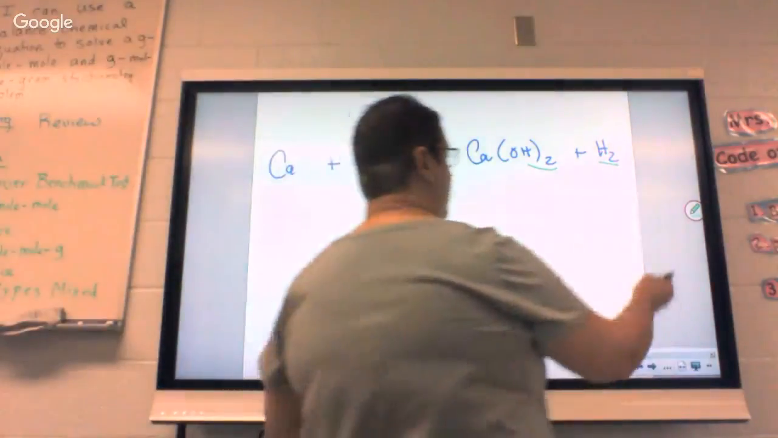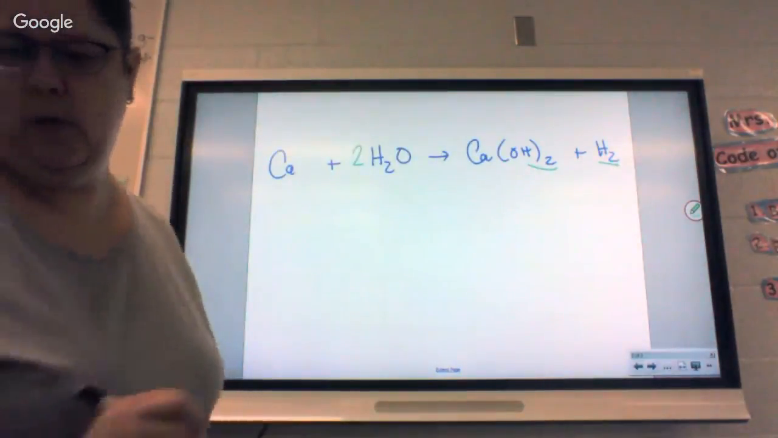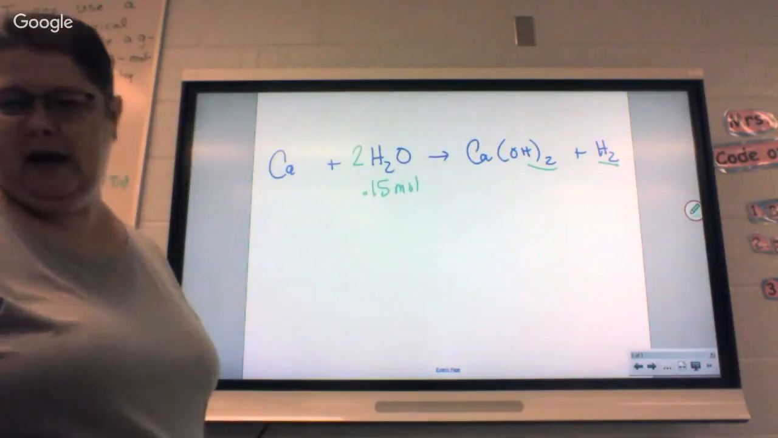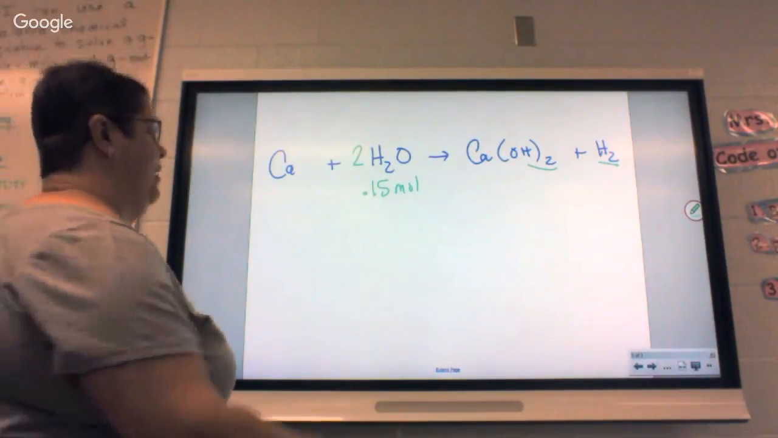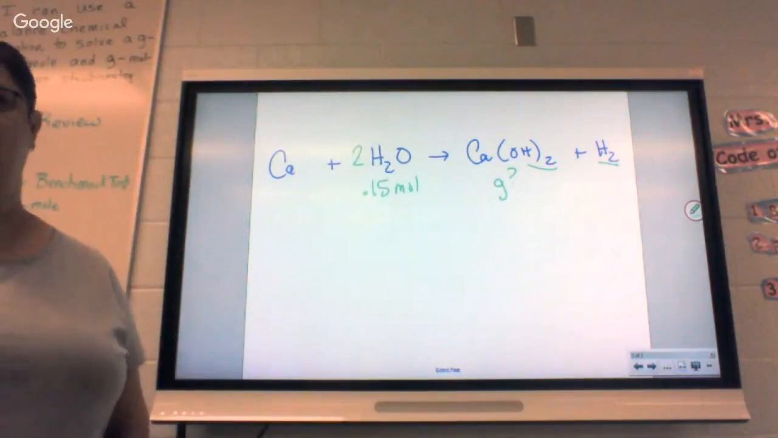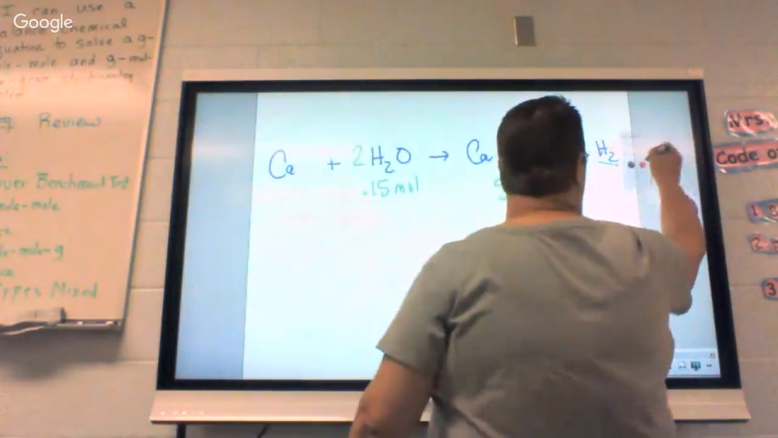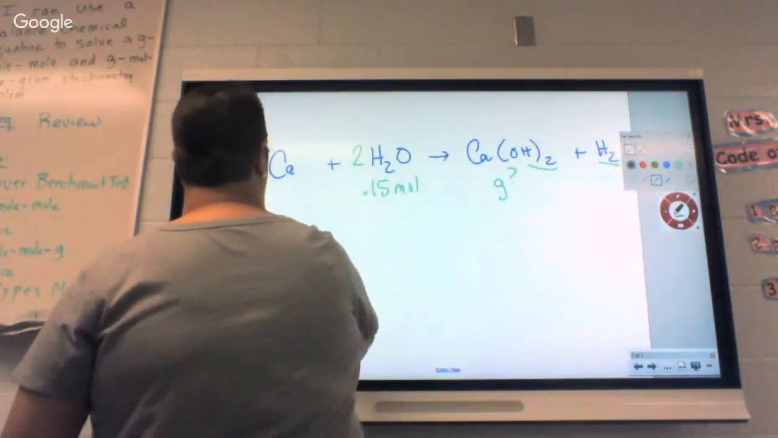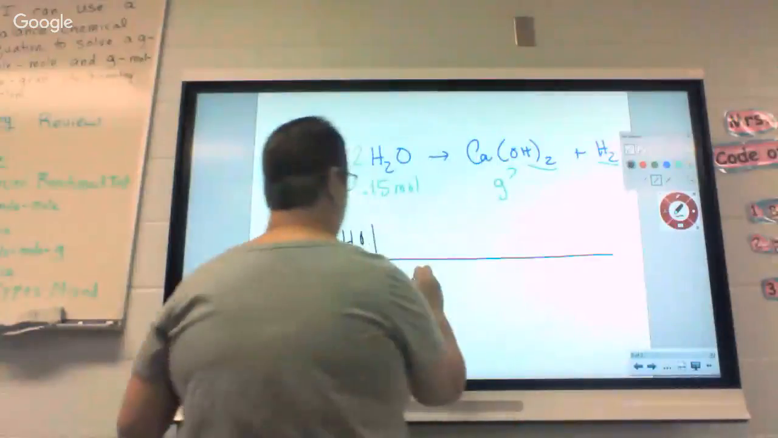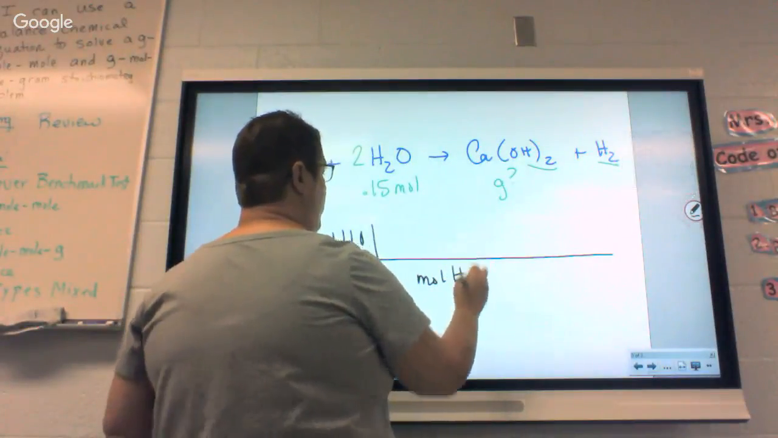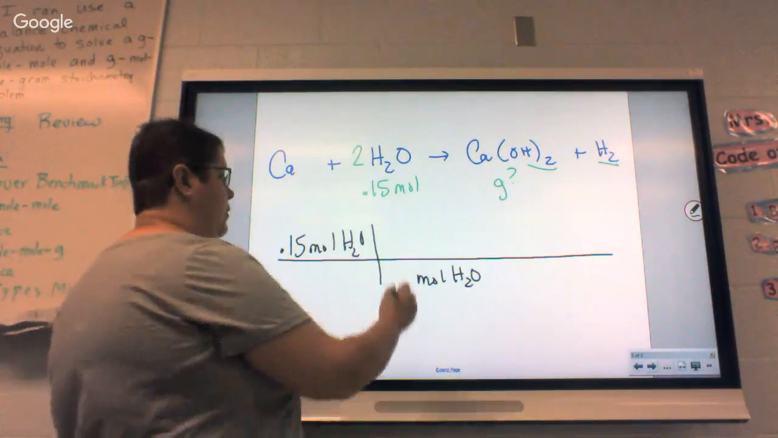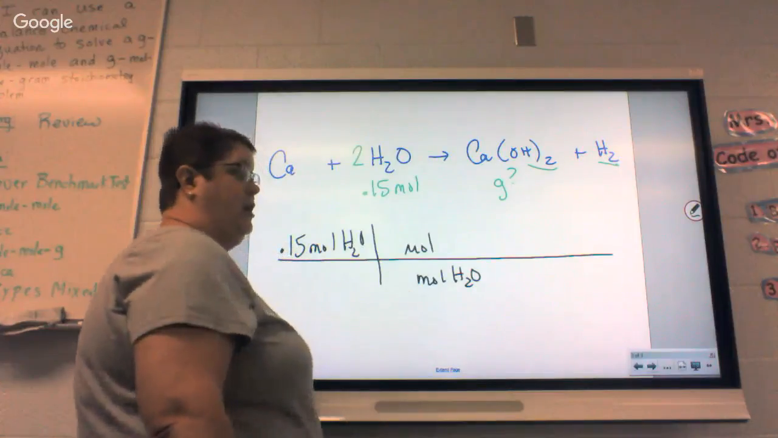Okay? So when I look at my question, I have 0.15 moles of water. And it says in the question, how many grams of calcium hydroxide? So I'm looking for grams of calcium hydroxide. All right, so if I start my chart, I have 0.15 moles of water. What's going on the bottom? Moles of water. What am I asked to find? Calcium hydroxide. So am I changing compounds? So I'm putting moles on the top. What am I changing it to?